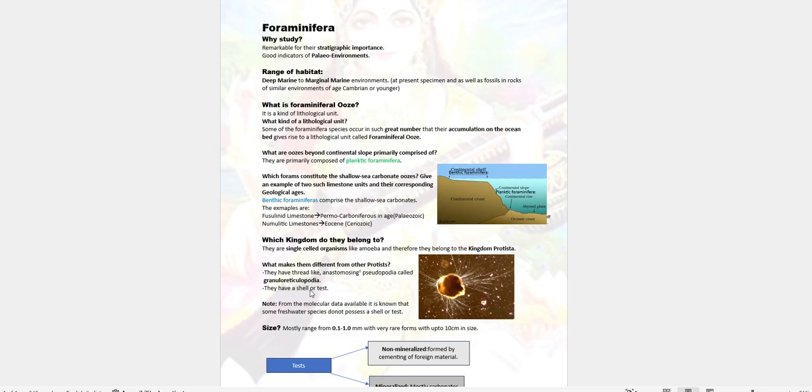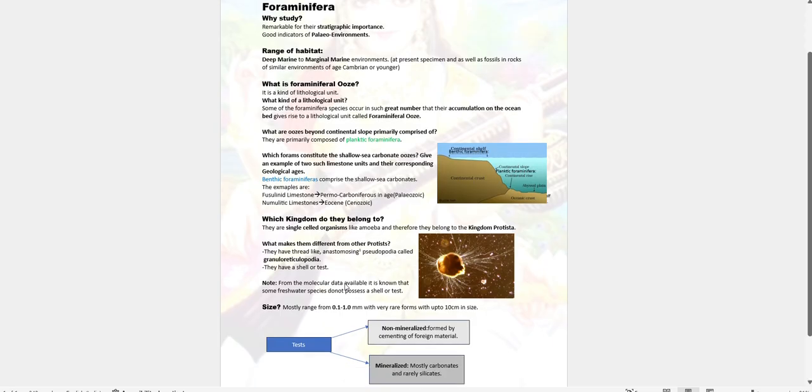Some of the foraminiferas also do not have a shell or test, and these are very rare in number, and they're mostly freshwater specimens, and that is also observed from molecular studies. There is now recent proof of that. And if you see the size, they mostly range from 0.1 to 1.0 millimeters, with very rare forms up to 10 centimeters in size.